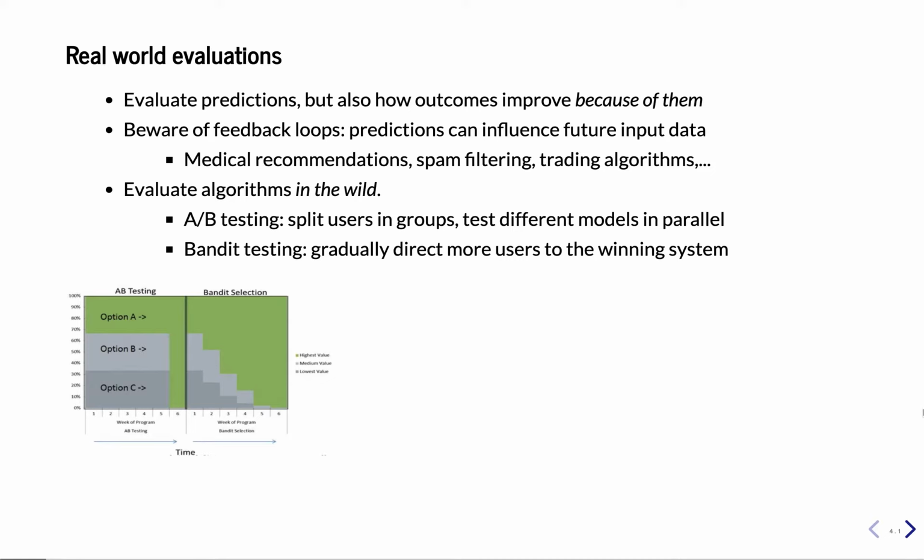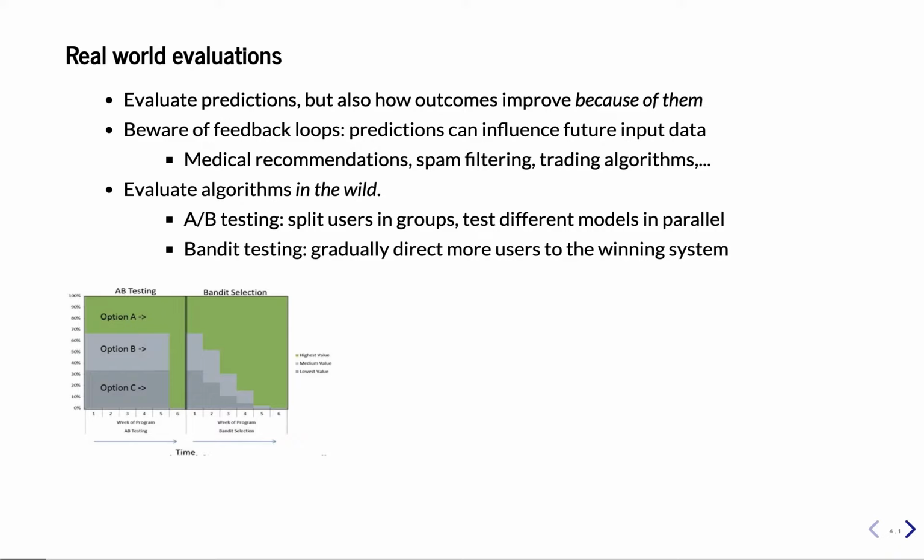And finally, when we have selected our final model, we're still not done. We now need to test it in the real world. We need to deploy it and see if the outcomes are improved by it. Right? And this can be very tricky, especially because of feedback loops. Sometimes when you deploy a model, it actually changes the data that it will see in the future, which means it will no longer work in the future.